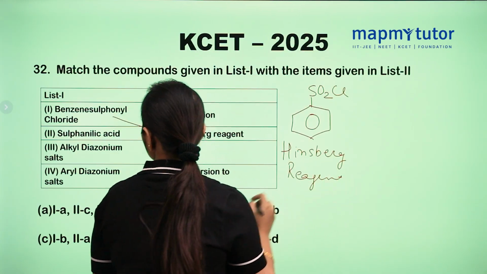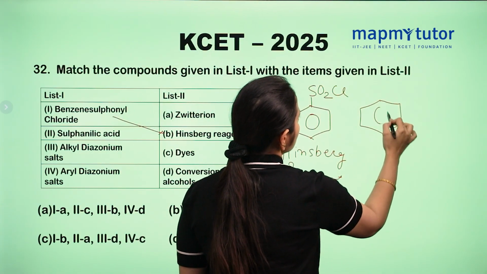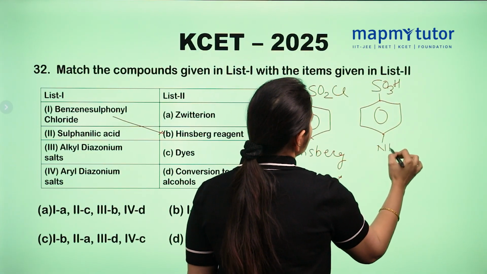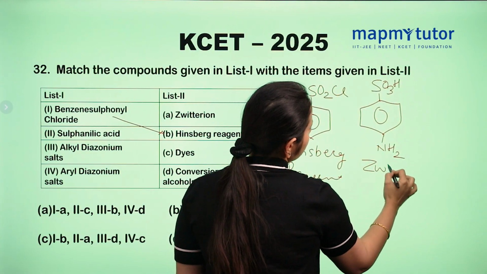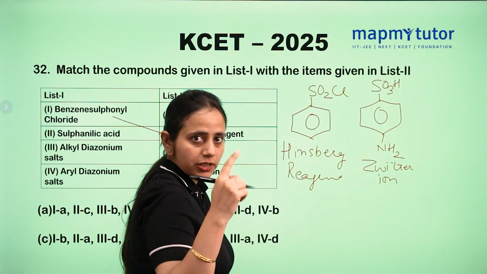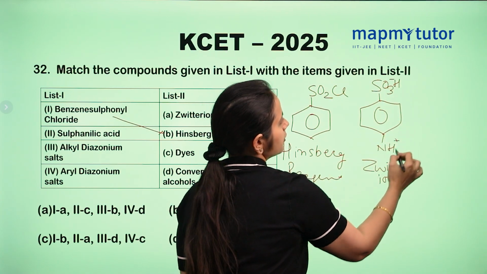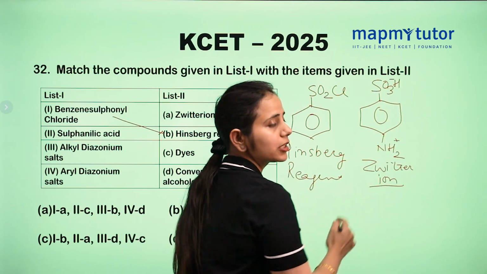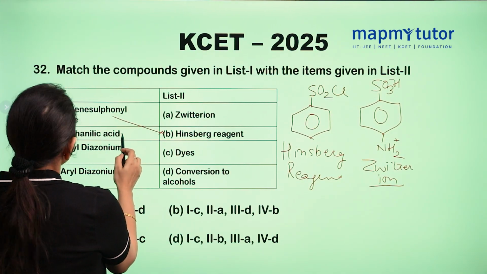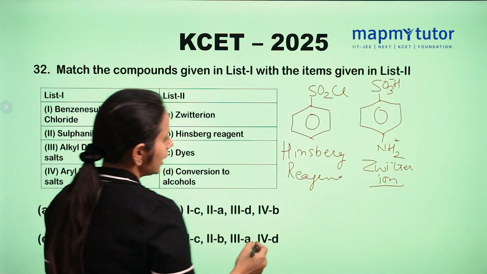Next is sulfanilic acid, that is SO3H and NH2. So this is a zwitterion. Whenever in a molecule there is a dipole, that is, a positive and negative part both present, that is SO3 negative, NH3 positive, such types of molecules are known as zwitterions. So sulfanilic acid is a zwitterion. Next is alkyl diazonium salt. What is alkyl diazonium salt?